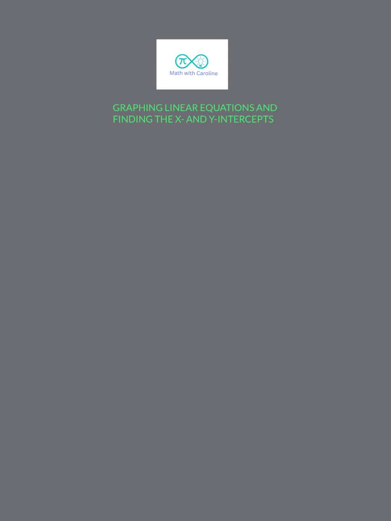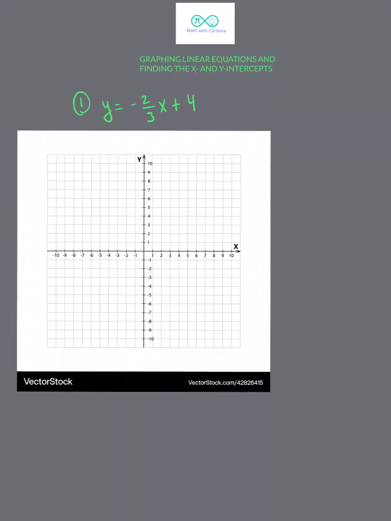In this video, I will cover graphing linear equations and finding the x and y intercepts. Since our first example is in slope-intercept form, we can use the slope and the y-intercept to graph the line. So our y-intercept is positive 4, so (0, 4).